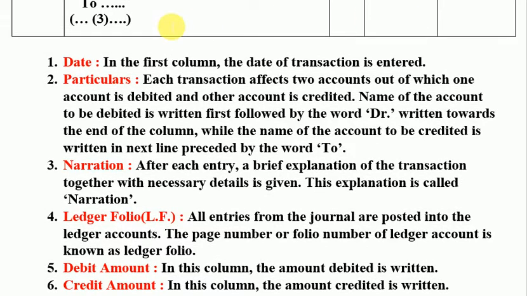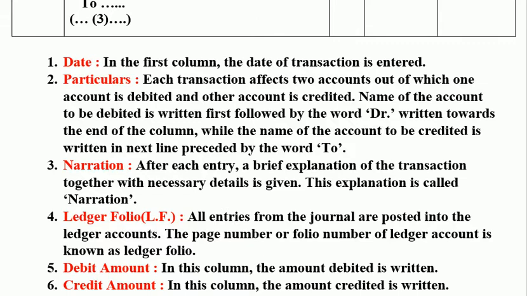Now comes the third one. Here you can see narration. So what is narration? After each entry, a brief explanation of the transaction together with necessary details is given. That means in this column we'll record the brief explanation of transactions together with the details, and this explanation is called what? A narration. Clear? Now comes another one, that is ledger folio.